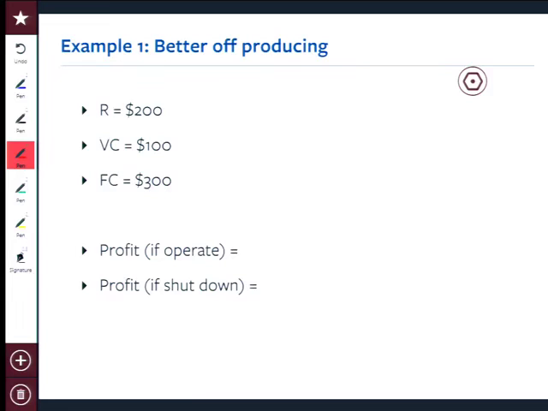You guys are on fire. I like it. So fixed costs here, $300. There are fixed costs, so I'm in the short run, because in the long run there are no fixed costs. If that firm produces, its variable costs would be $100. Its revenue would be $200.